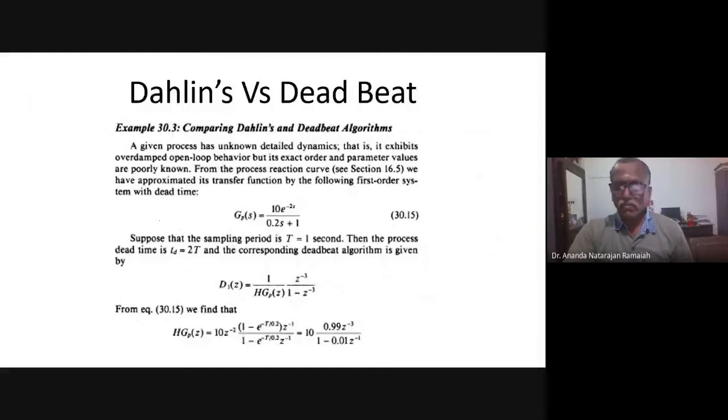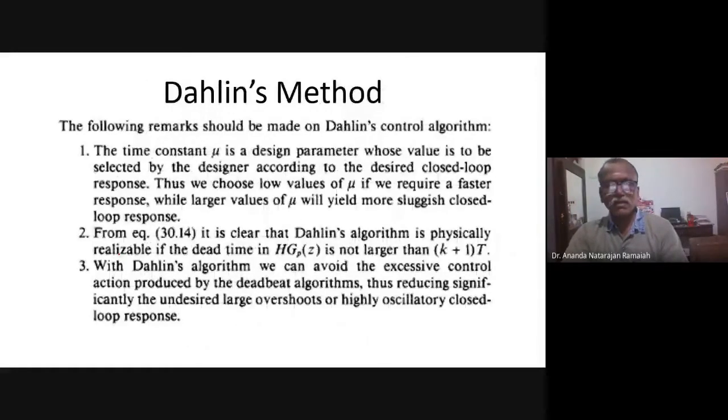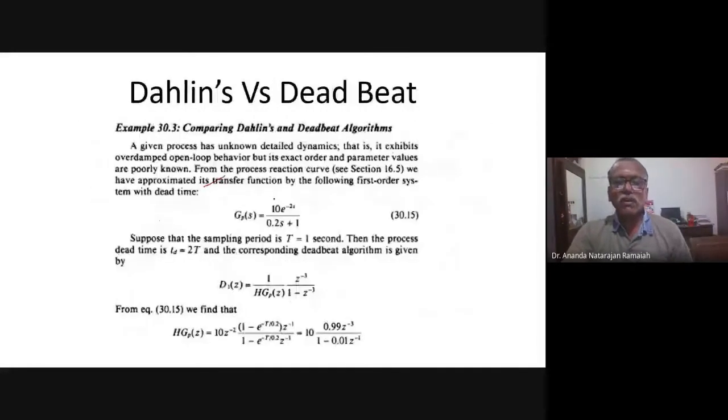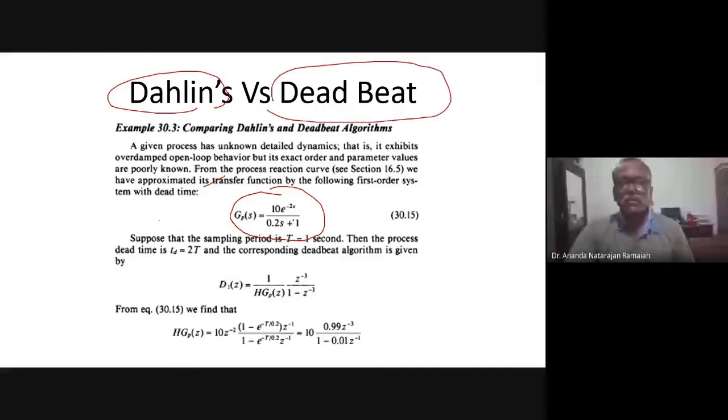Then we'll design the controller for Dahlin's versus deadbeat. Let us see. Yesterday we have seen how to design a Dahlin's controller. Let us design Dahlin's and deadbeat for a particular process, and we will demonstrate that. So GP of S equal to 10 upon e power minus 2s times 0.2s plus 1. That is taken. So sampling period equal to 1 second.